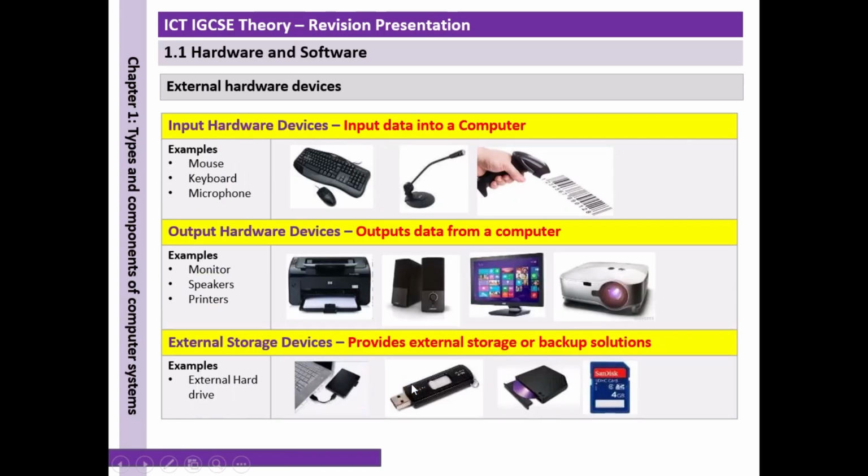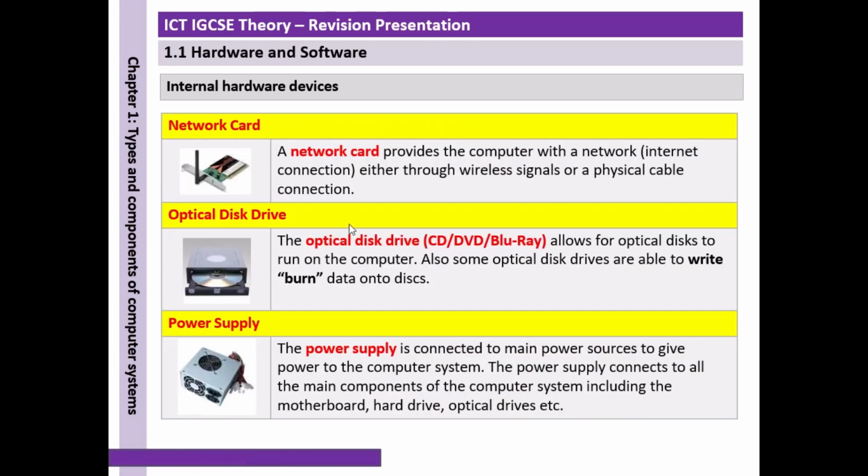So if I move to the next one, let me go back. So I talked about the network card. The network card provides the computer with a network, internet connection, either through wireless signal or physical cable connection. So if your machine does not have one, you connect it to the motherboard.